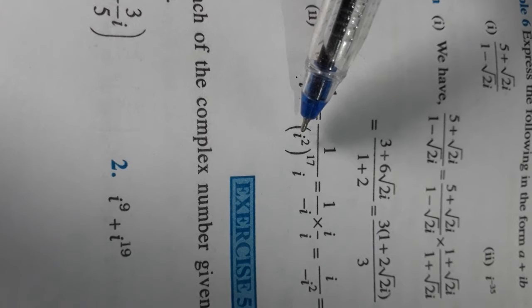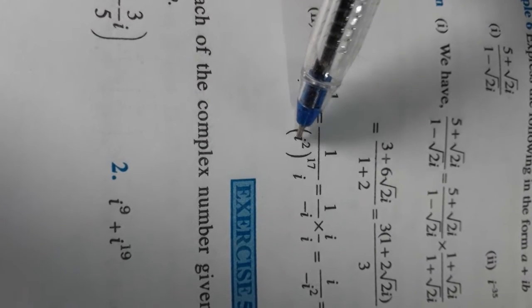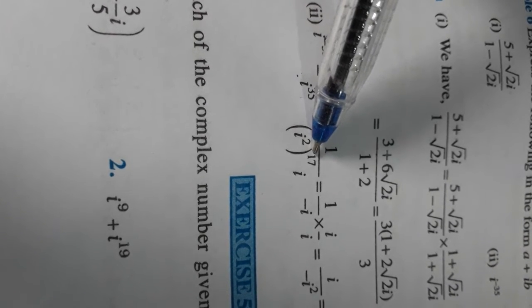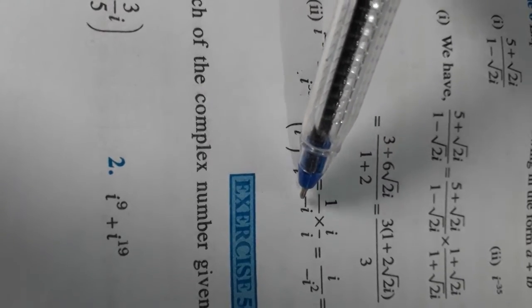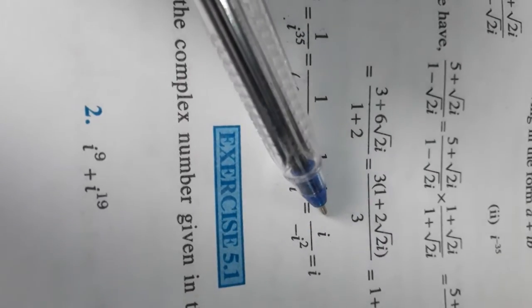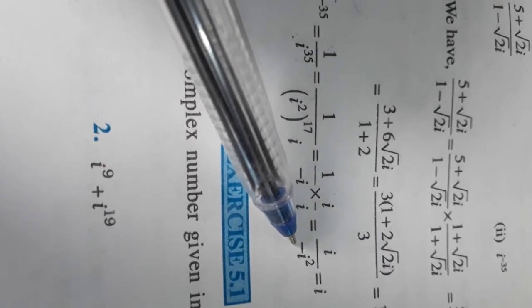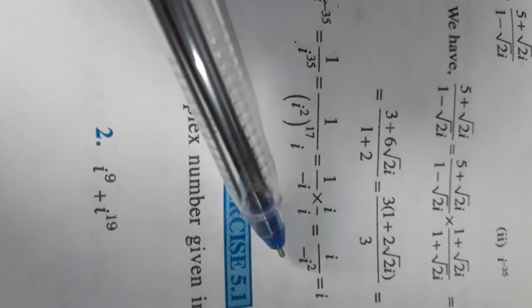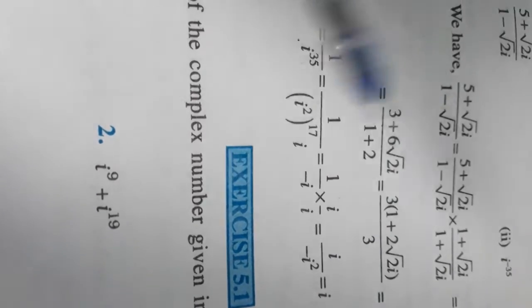So this 35 I will be writing as i squared raised to 17 into i, using the theory of indices. I know that i squared is minus 1. Minus 1 raised to an odd power will be minus 1. So it is minus i. And this I will be rationalizing, so here I will be multiplying and dividing it by i. So that will be i divided by i squared, so that is equal to i. And how this is minus i, I will be telling you.